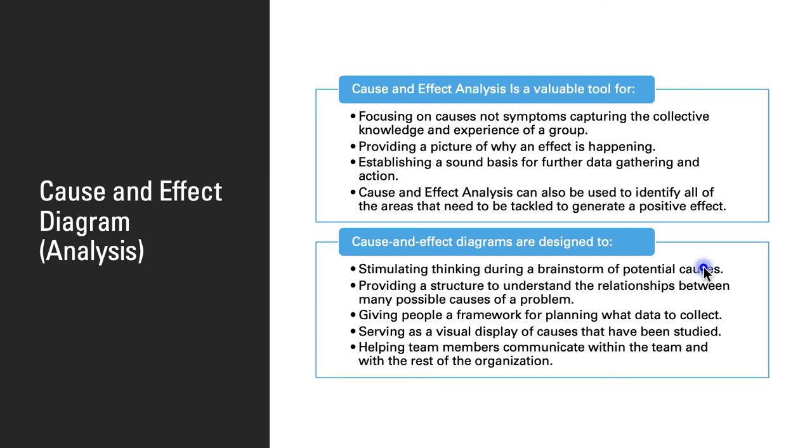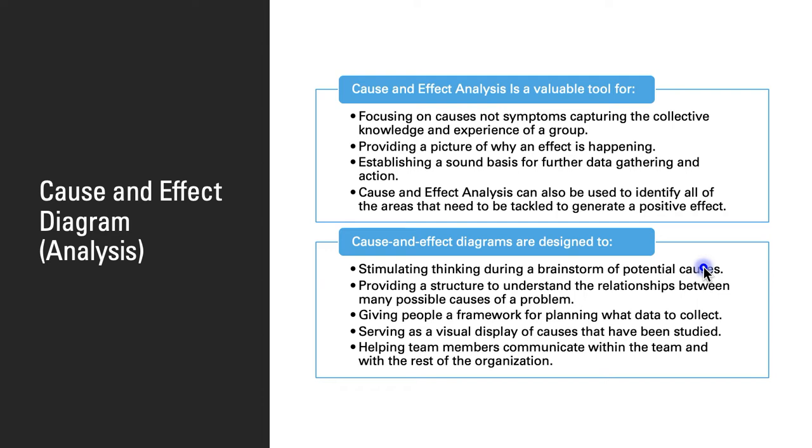Okay, so third, giving people a framework for planning what data to collect. Later I will show you the Ishikawa diagram. It's a very useful tool for us to really identify the root cause also. Okay. Number four, serving as a visual display of causes that have been studied. So it's a visual display wherein you can use some keywords for you to easily analyze. It's like a flowchart too. But, of course, you'll be providing a narrative of each of the keywords that you indicated in the diagram. Okay?